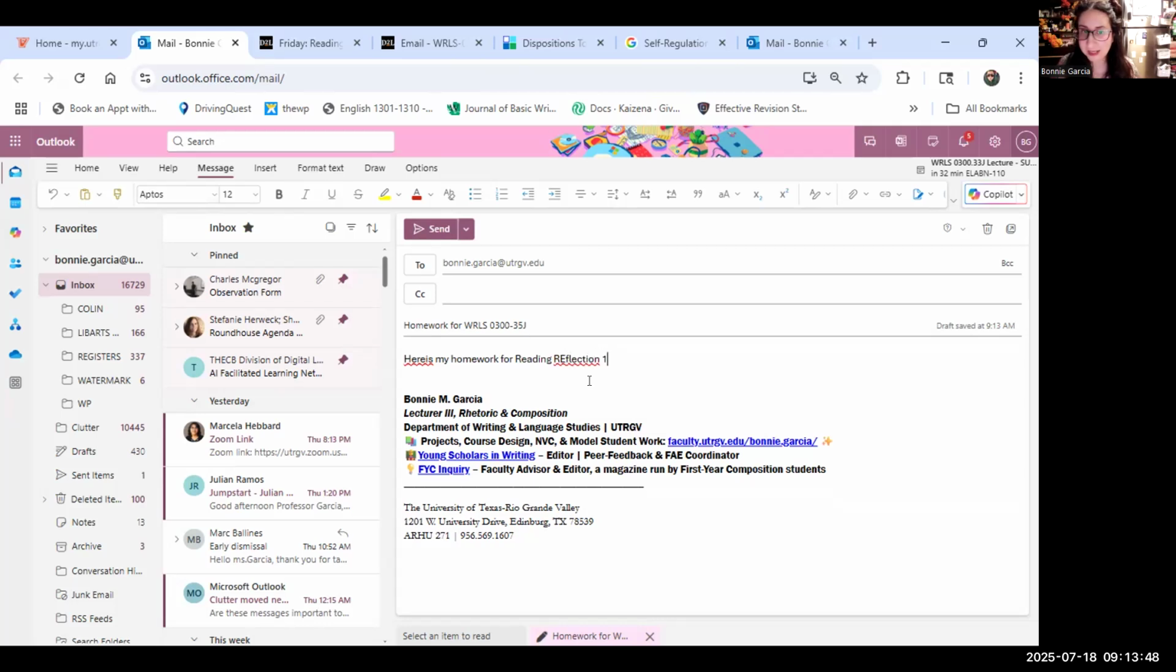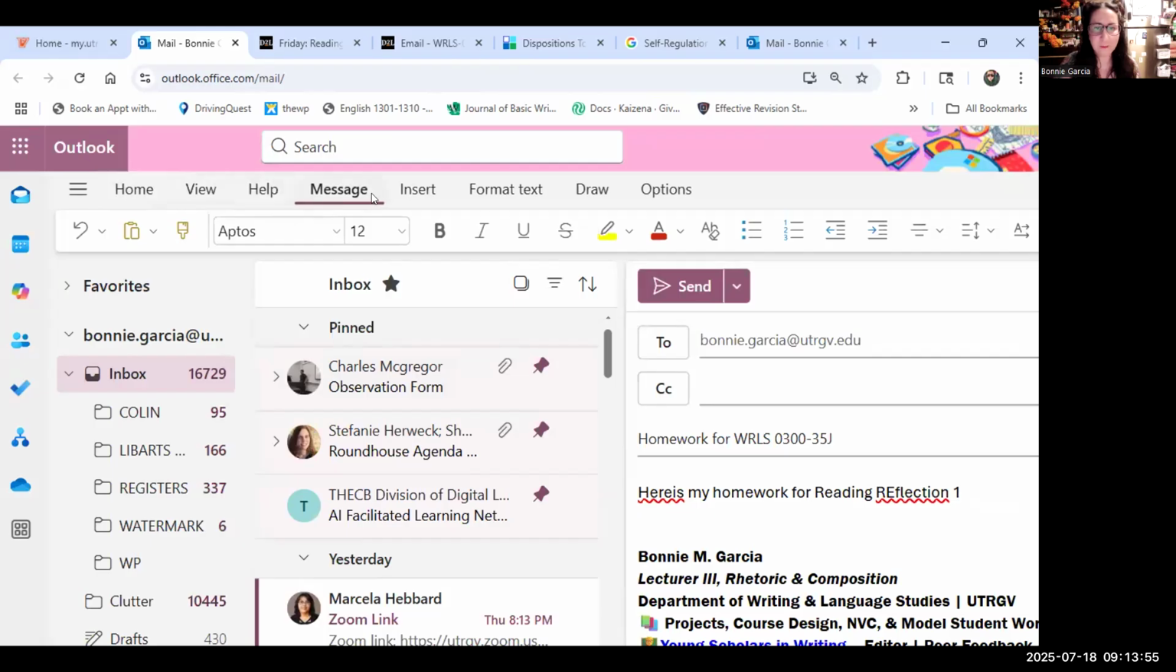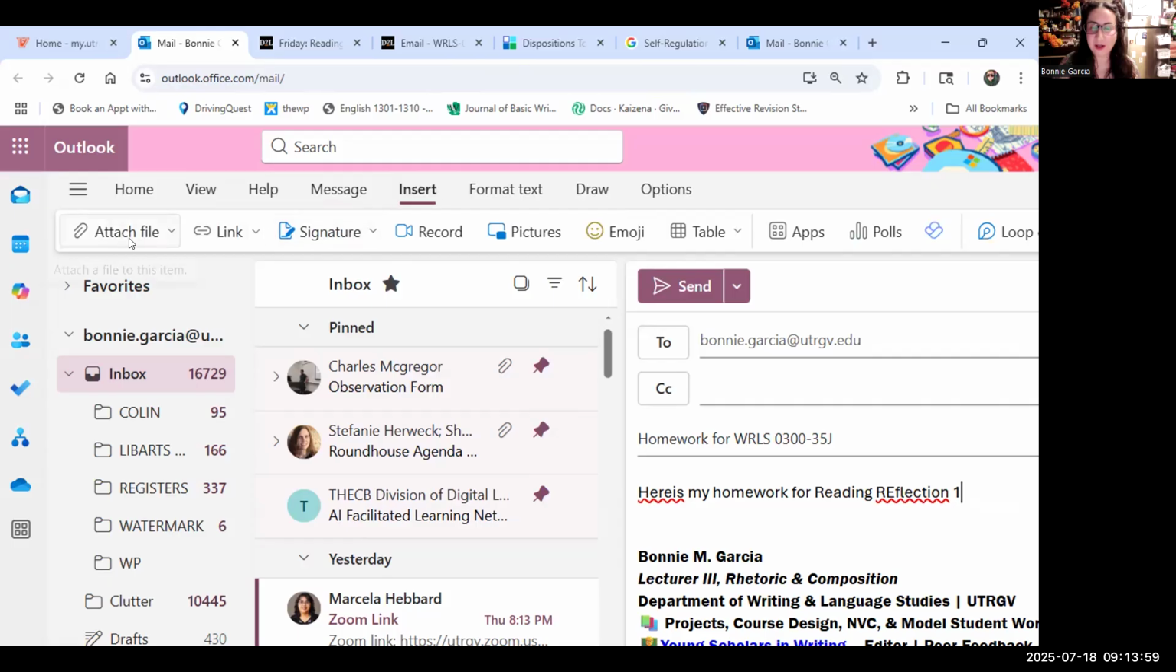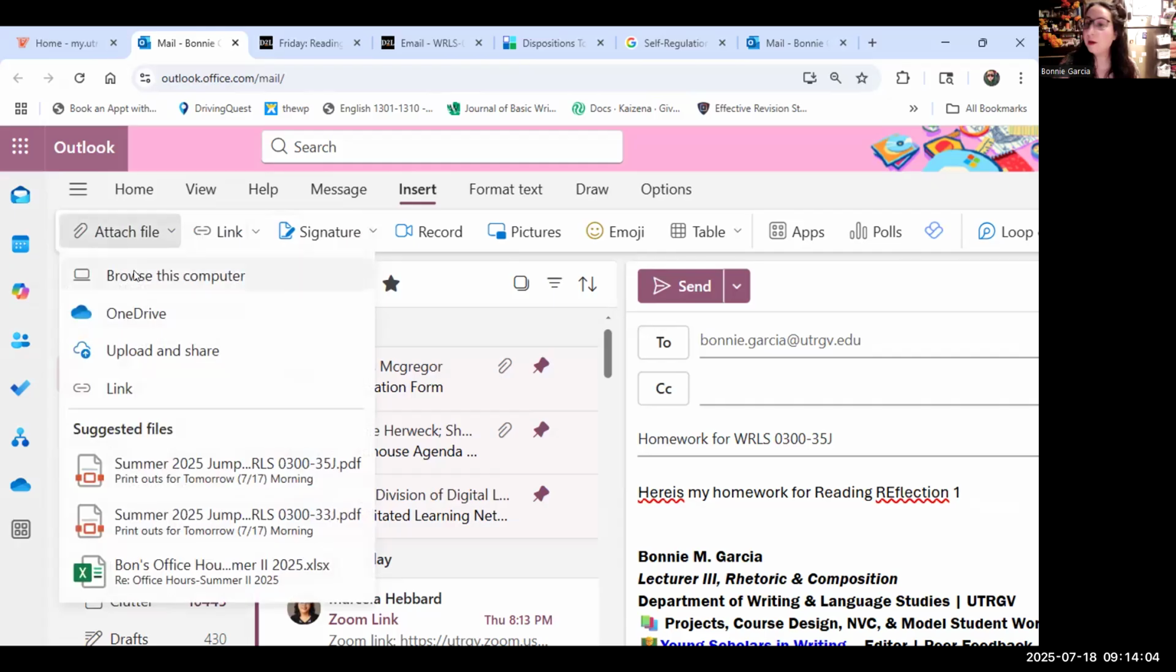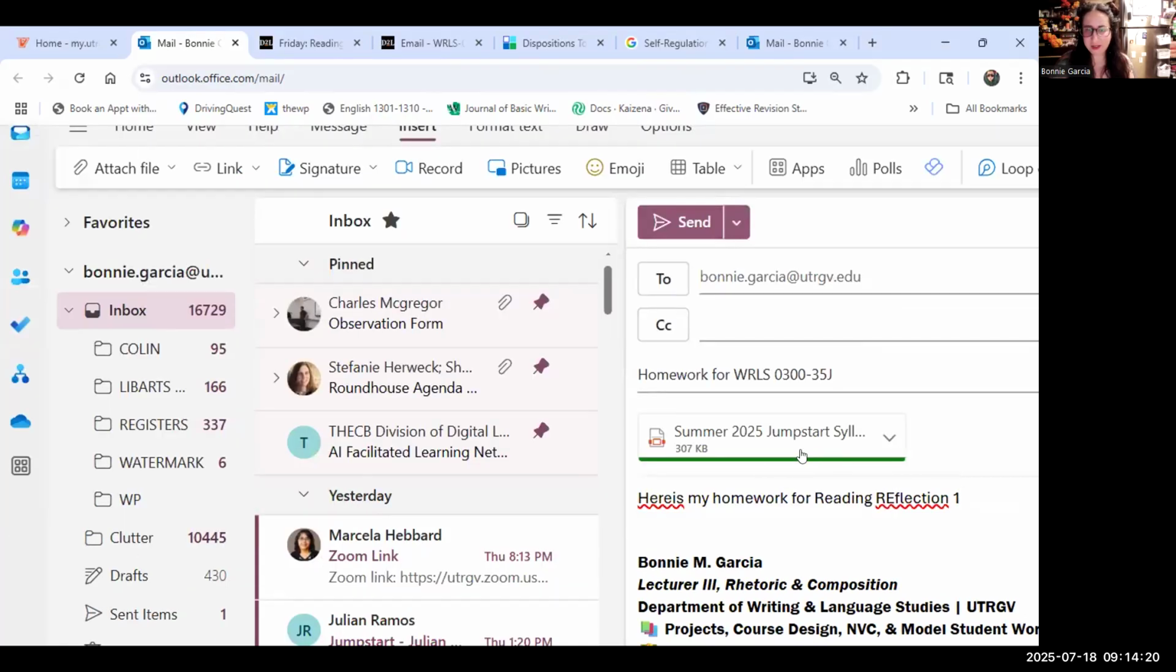You might say, Miss, how do I attach it? Okay, pay close attention now. The very top here, you're going to see it says home, view, help, message, and insert. You're going to click on insert, and then click on attach file. So it's going to insert, attach file, browse your computer, find your file, the reading reflection that you did. If you did a video, you can also upload the video, or upload the audio recording if you chose to do that. I'll take any of them. Going to click open, and it's going to attach it.